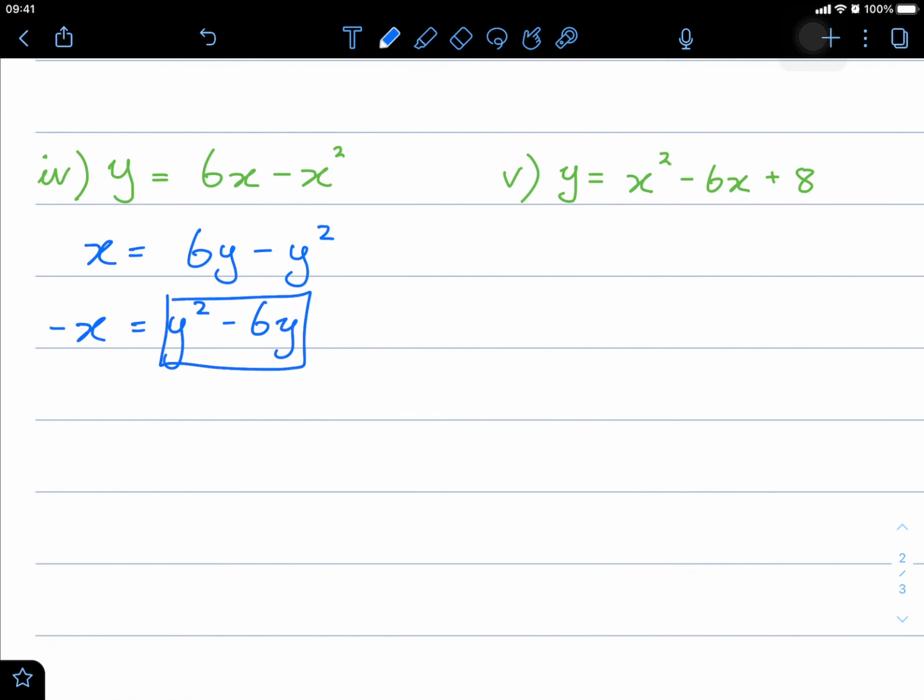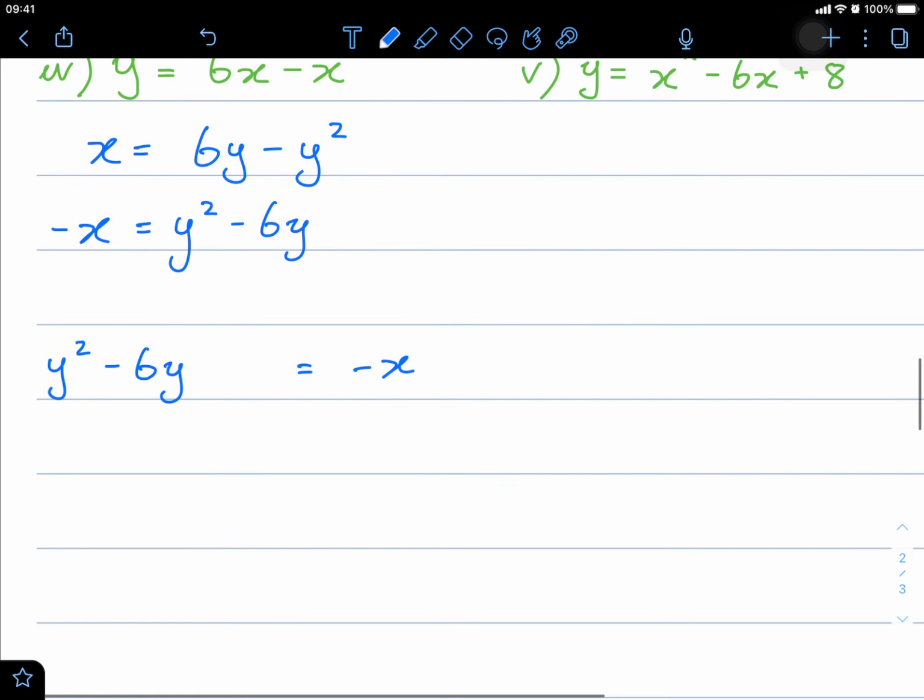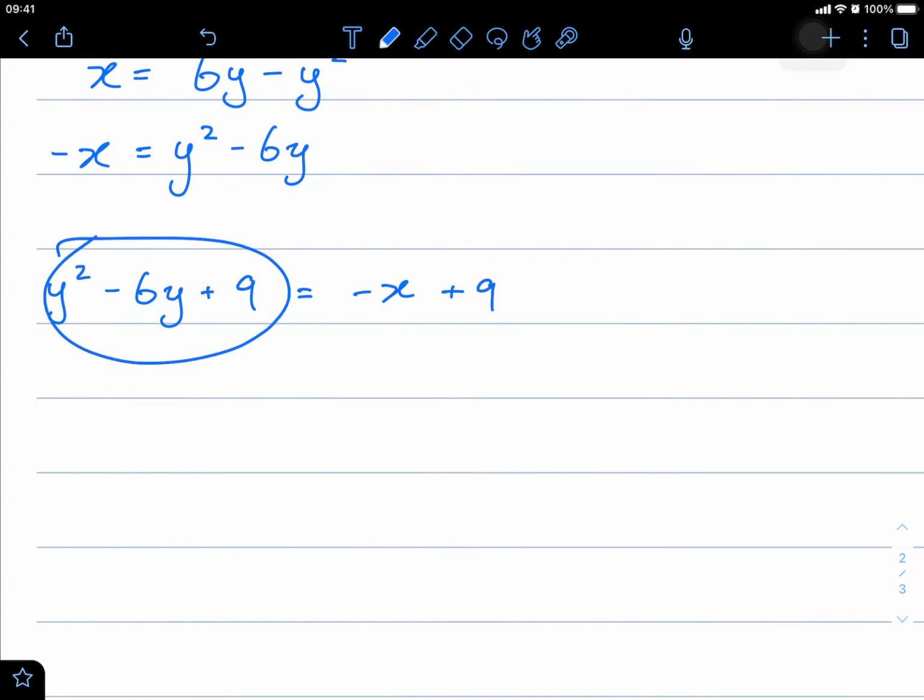And now I'm going to complete the square on this expression here. So take a look, y squared minus 6y. Actually, I'm going to switch everything around to make it easier for later. Now remember, to complete the square, we take half of 6 and square it. So half of 6 is 3, squared is 9. This will give us a perfect square, which is y minus 3 all squared, equals 9 minus x. I can actually make this neater.